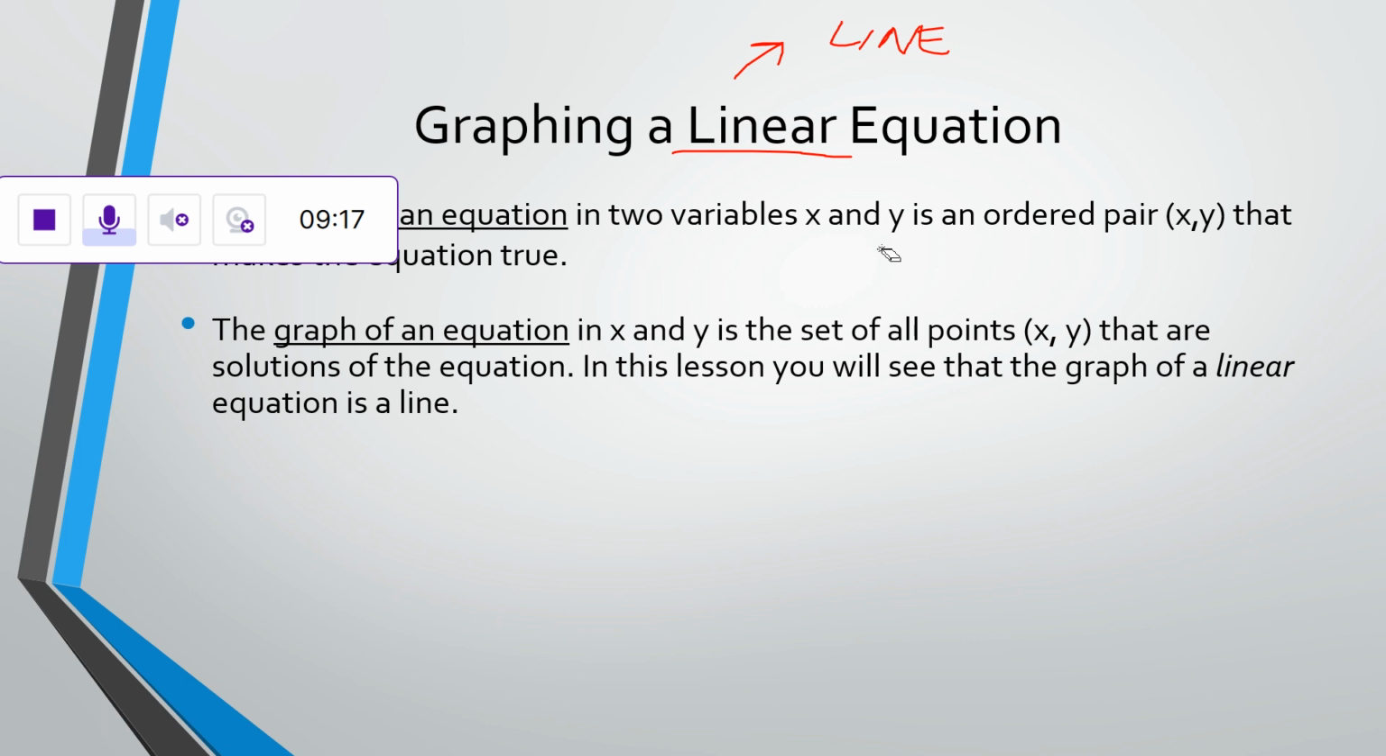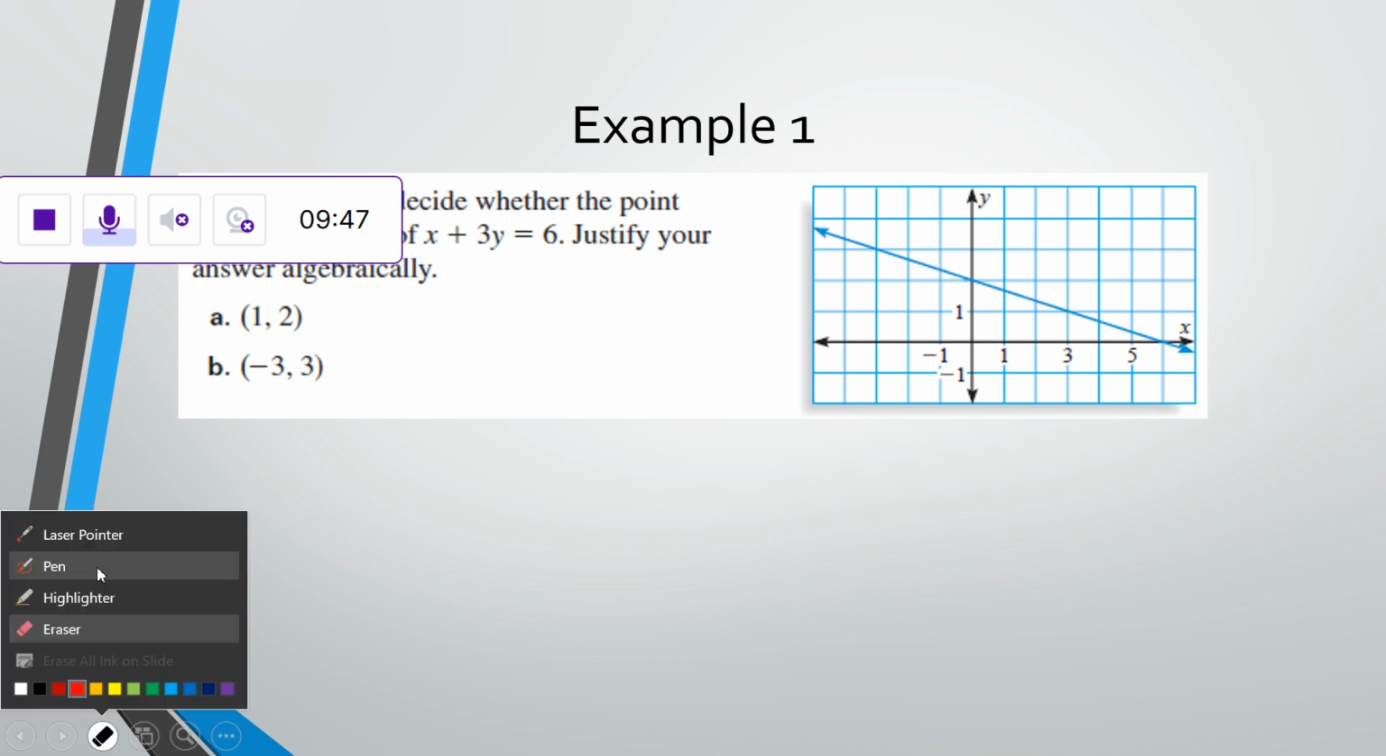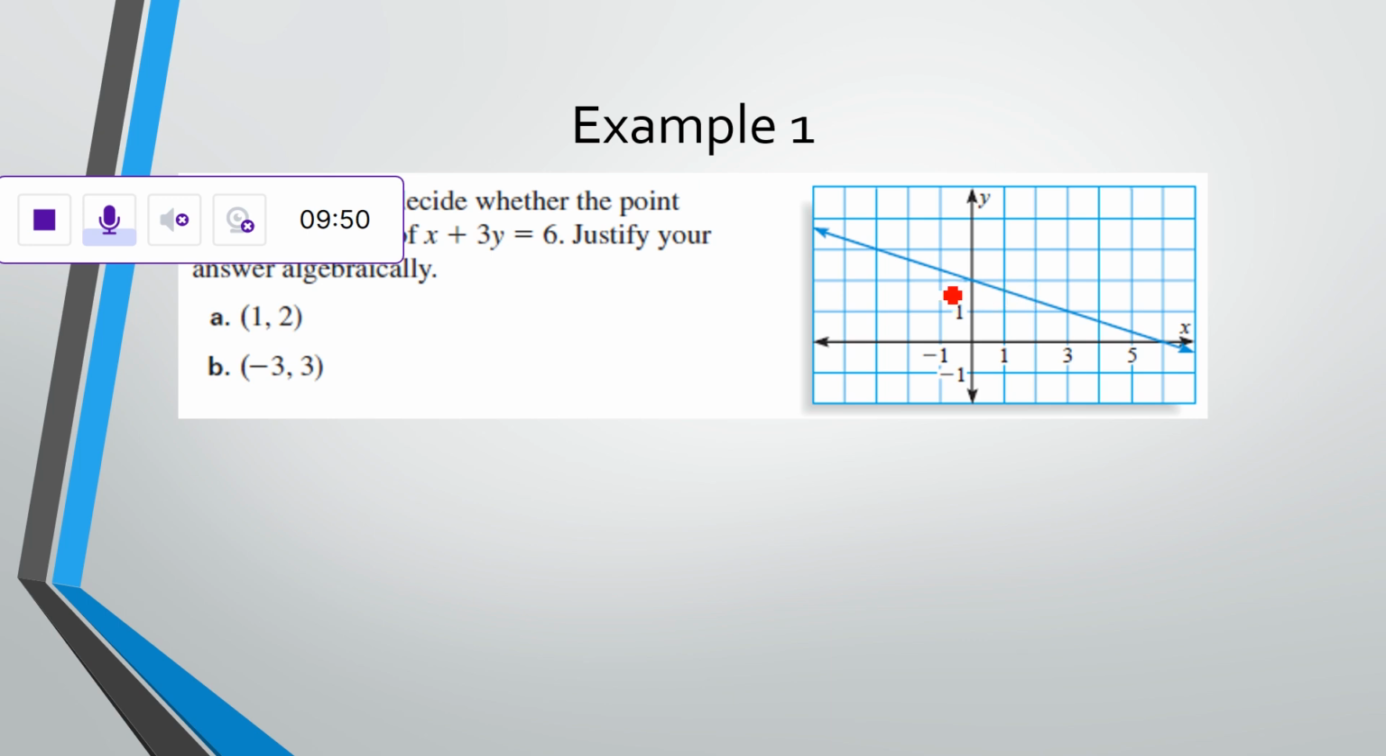The graph of an equation in x and y is the set of all points x comma y that are solutions of the equation, and in this lesson you will see that the graph of a linear equation is a line. This lesson in particular will be a little shorter, but we'll show you and justify the reasoning for why we're using two different variables. For example, we have this line, x plus 3y is equal to 6. Any point on this line will be a solution to this equation, and you'll get the same number on both sides of the equal sign.